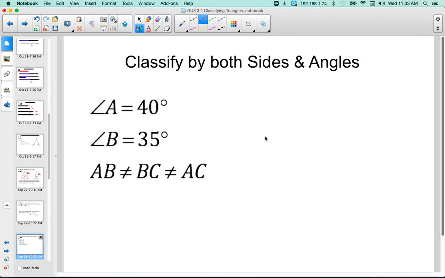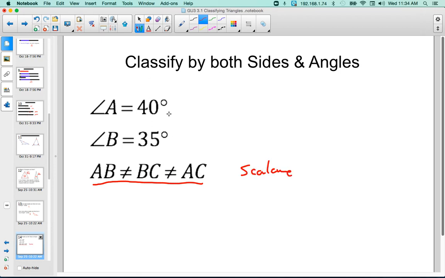Classify by both sides and angles. So we've got a triangle here, triangle ABC. This fact right here, the fact that the three sides are not congruent, that equal sign with a line through it, means not equal to or not congruent. So these lengths are not equal to one another. That makes this a scalene triangle.